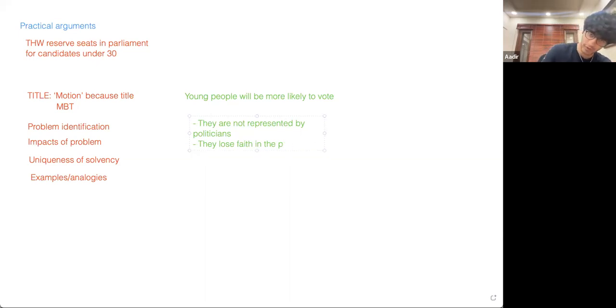No, that's not a problem. That's an impact of the first one. They are not being represented. Okay, wait. So these are two separate things. Number one is that they are not represented. Number two is that they are lied to. Oh, we have someone in the waiting room. All right, fine. Politicians make false promises.